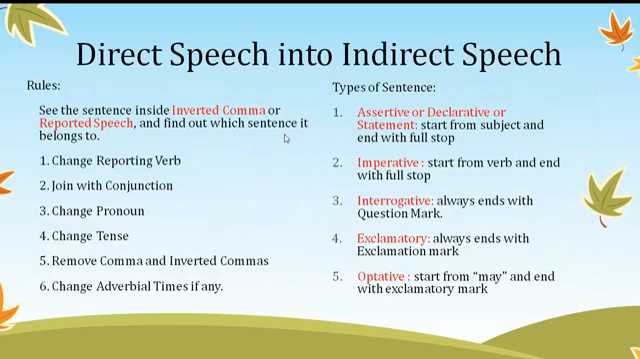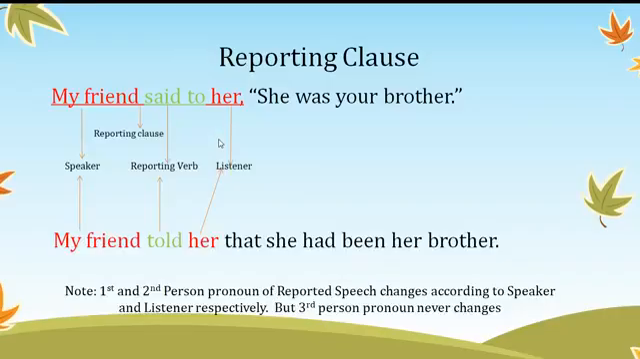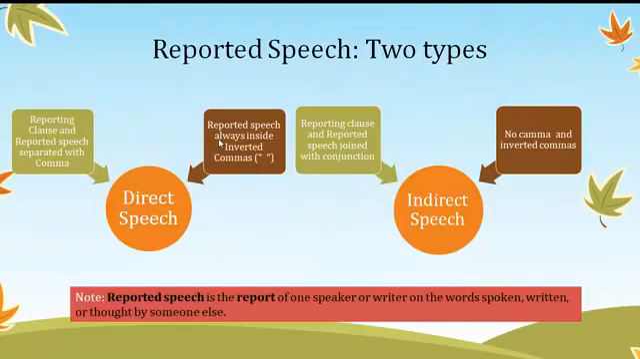And most important, these are the six rules. And before that, you have to know how many types of sentences there can be inside the inverted comma. There will certainly be one out of these five types of sentences. Accordingly, you have to change from direct speech into indirect speech. And before that, I told you to find which one it is. What is direct speech and what is indirect speech? What is a reporting clause? That you have to know.